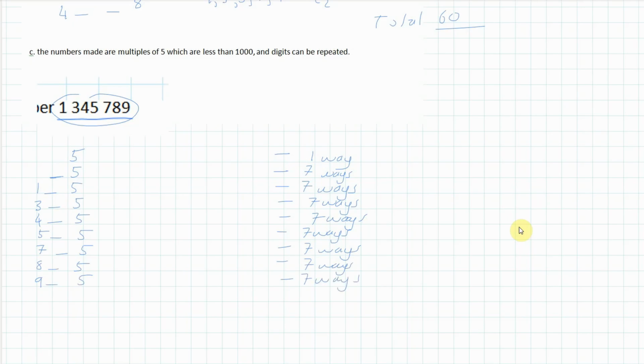So you can see that we've got 1, 2, 3, 4, 5, 6, 7, 8 groups. We've got 8 ways of making 7. So 8 times 7 here. And then we've got 1 here. So that is 57 ways, or 57 numbers that we can make that are multiples of 5 and less than 1,000.